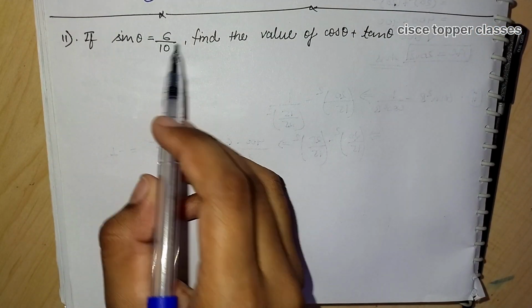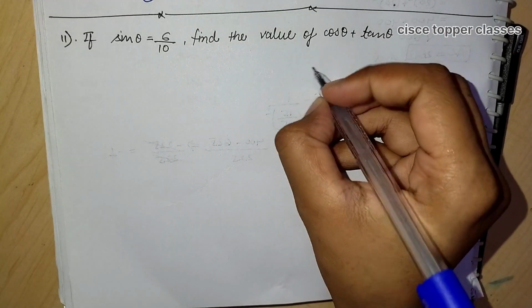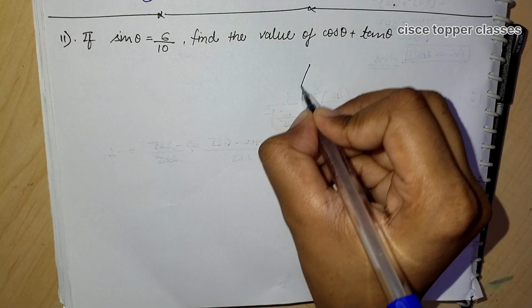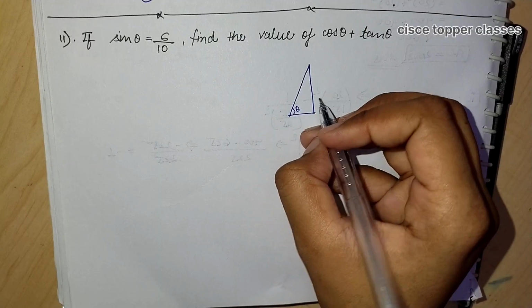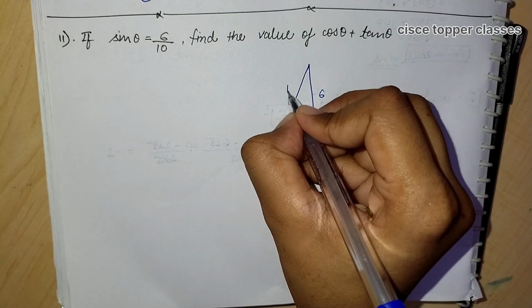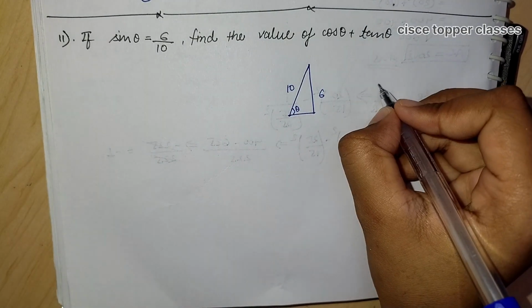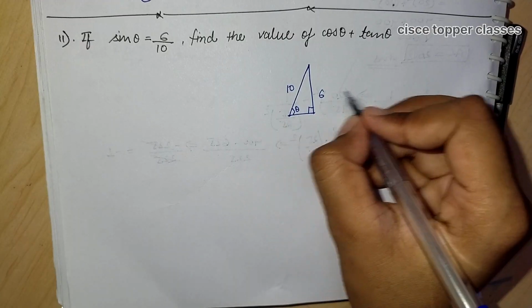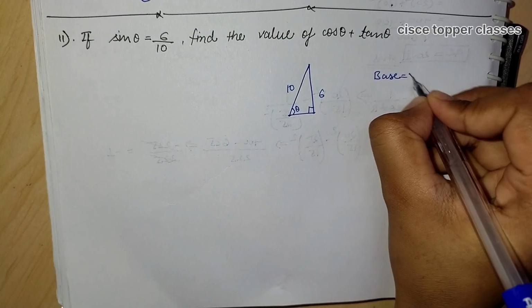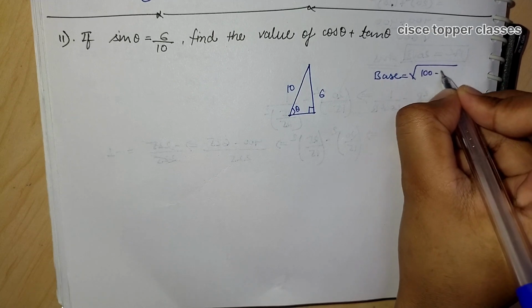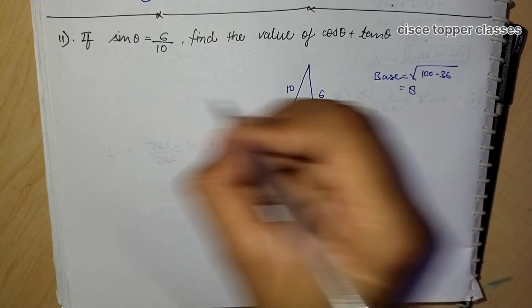If sine theta is 6 by 10, find the value of cos theta plus tan theta. Let this be the triangle here. If this is the theta angle, we can let the height as 6 and hypotenuse as 10. So from Pythagoras theorem, because this is a right angle triangle, the base we can find as square root of 100 minus 36, so this will be 8.